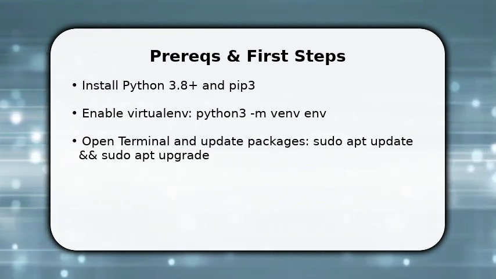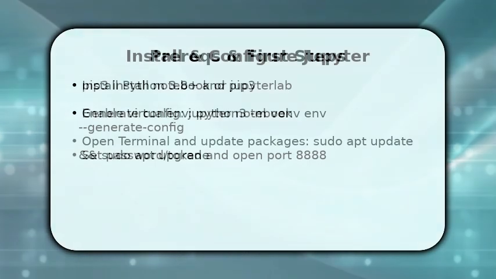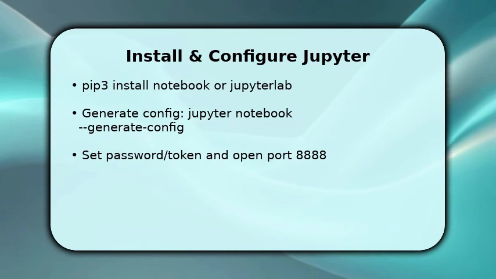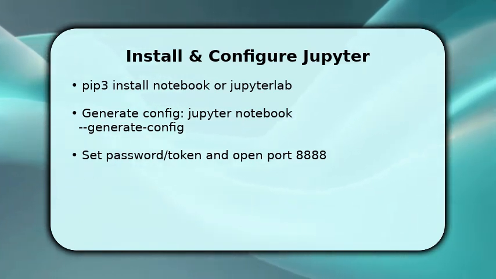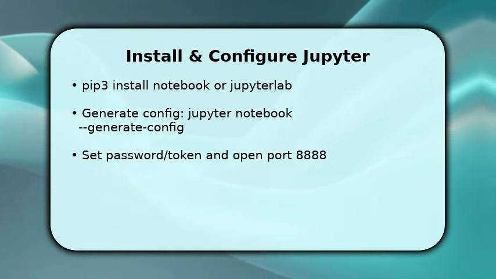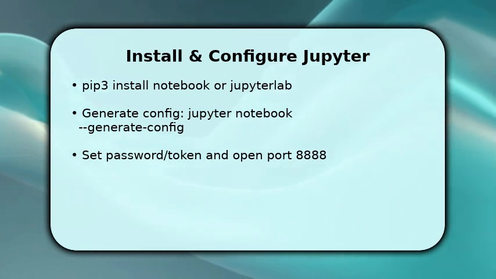Next, you install Jupyter and configure access. This is where control matters. Use pip3 to install Notebook or Jupyter Lab depending on interface preference, because Lab gives integrated file browser and terminals. Once installed, generate a config so you can set a password or token and adjust the default port to 8888.